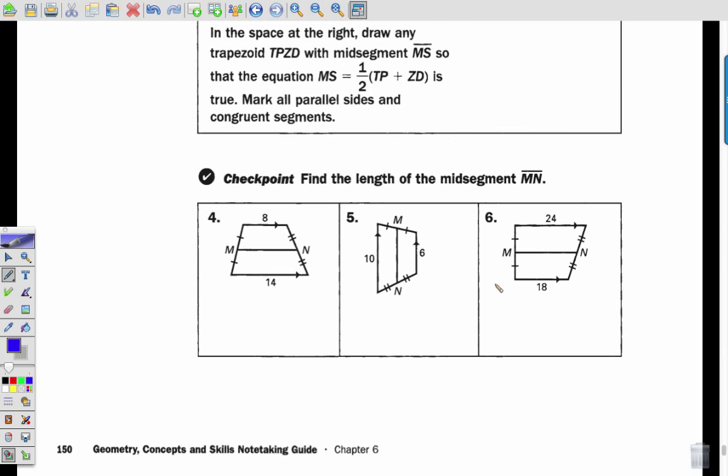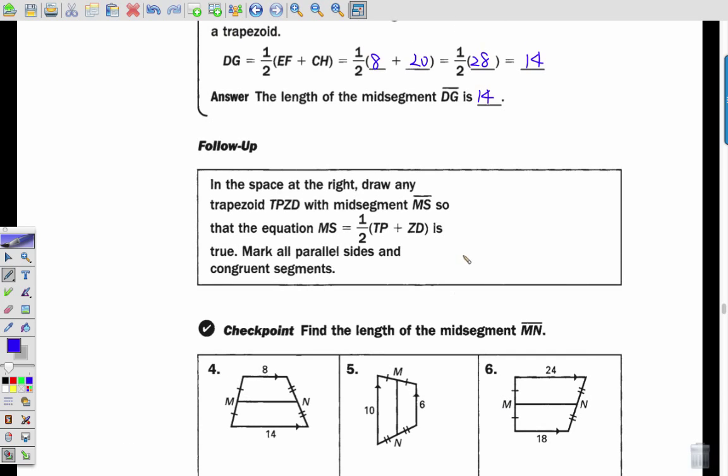Okay, so this unit is fairly straightforward. Finish all the follow-ups and the checkpoints and finish your IXL practices. Then we're done. Thank you, guys.